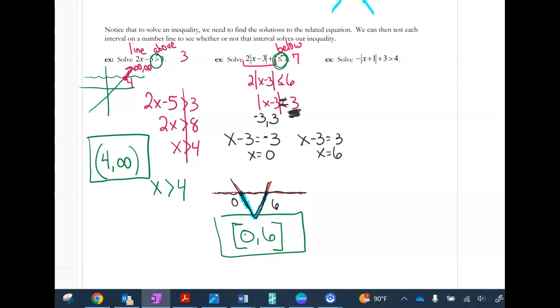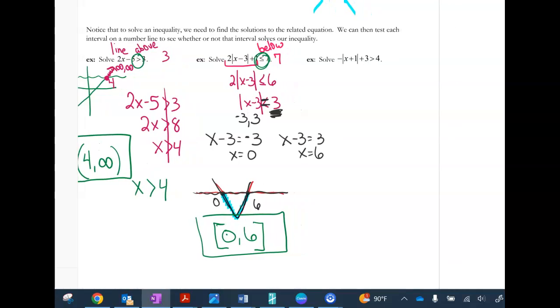All right, let's try one more. Let's try the one at the end. All right, so let's just solve this first, then we can look at it visually. So isolating the bars, the bars do not change. It will stay x plus 1. So I'm going to subtract 3 first.